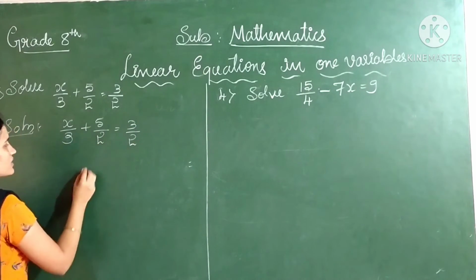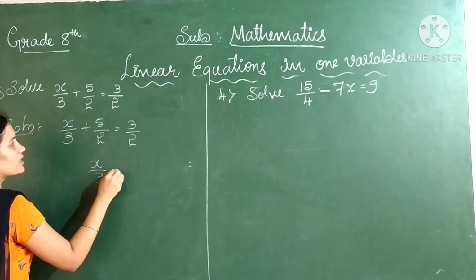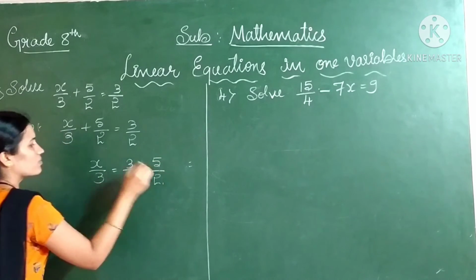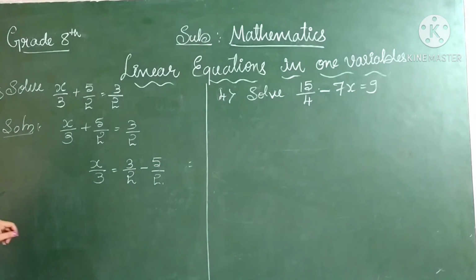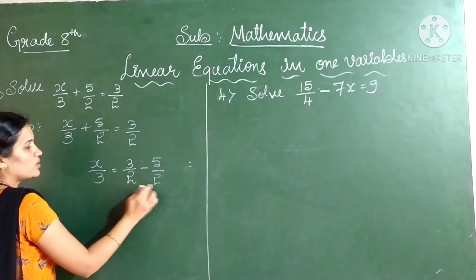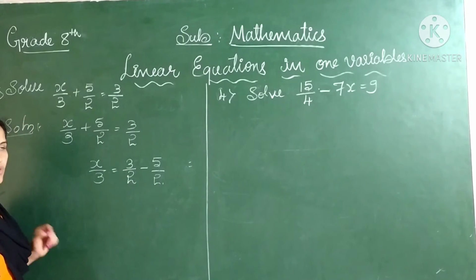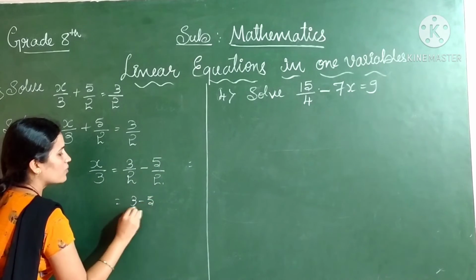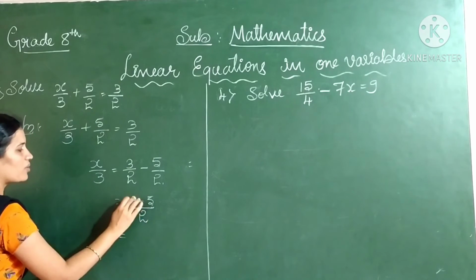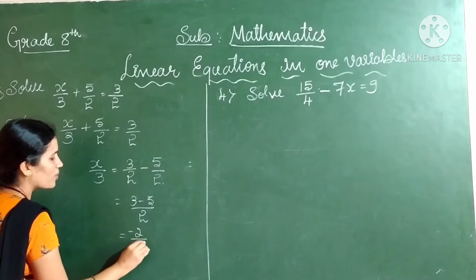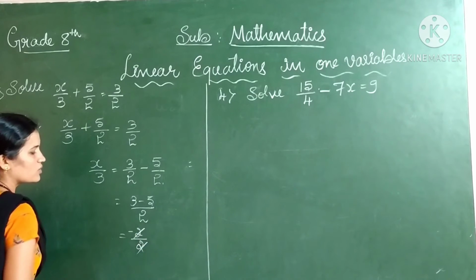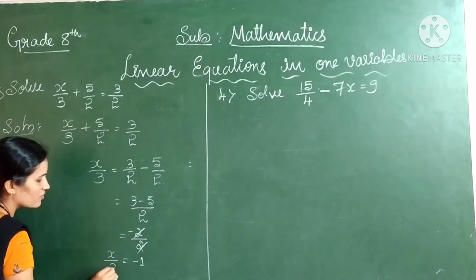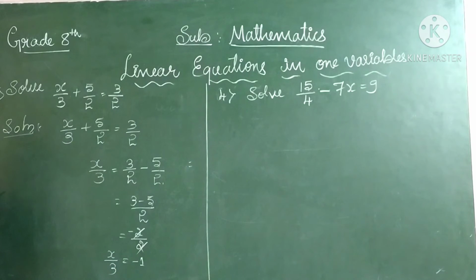Now we transfer this to this side. So x divided by 3 is equal to 3 by 2 minus 5 by 2. You observe here both the denominators are same. We can subtract these two numbers. So 3 minus 5 divided by 2. What is your answer? 5 minus 3 is 2. Minus 2 by 2. So the answer is, 2 ones are minus 1. Therefore, x divided by 3 is equal to minus 1.